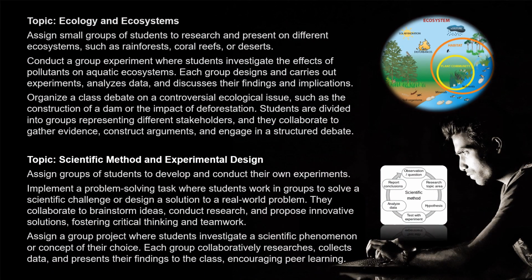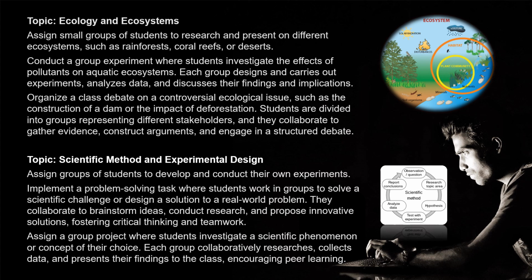Topic: Ecology and ecosystems. Assign small groups of students to research and present on different ecosystems, such as rainforests, coral reefs, or deserts. Each group collaborates to gather information, create visual aids, and deliver presentations that highlight the unique features, species, and environmental challenges of their assigned ecosystem. Conduct a group experiment where students investigate the effects of pollutants on aquatic ecosystems. Each group designs and carries out experiments, analyzes data, and collaboratively discusses their findings and implications.